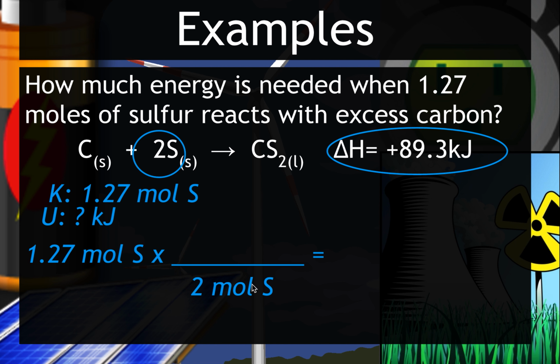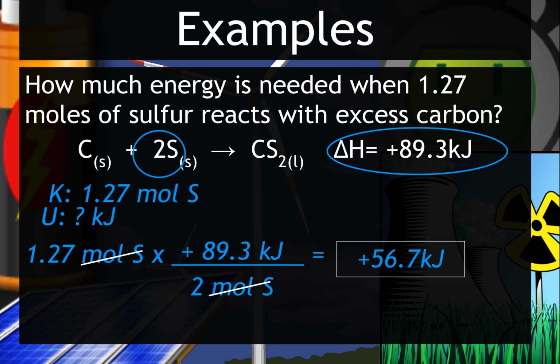My mole units have to cancel out, so 2 moles of sulfur will need 89.3 kilojoules of energy. Make sure my units cancel out. And I'll need to have 56.7 kilojoules. So 56.7 kilojoules will need to be added into this in order for the reaction to happen.